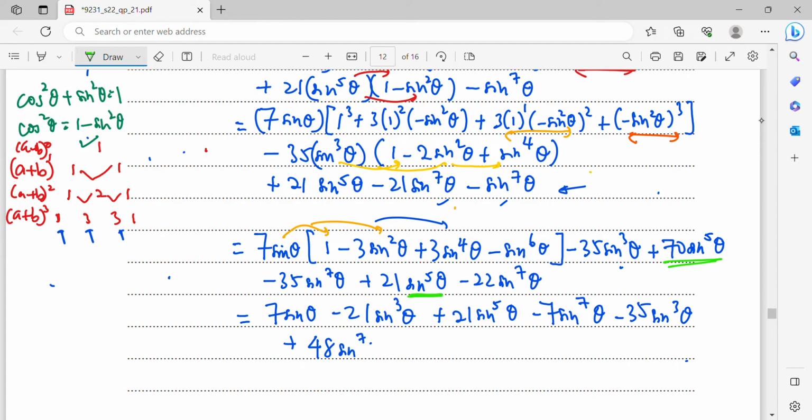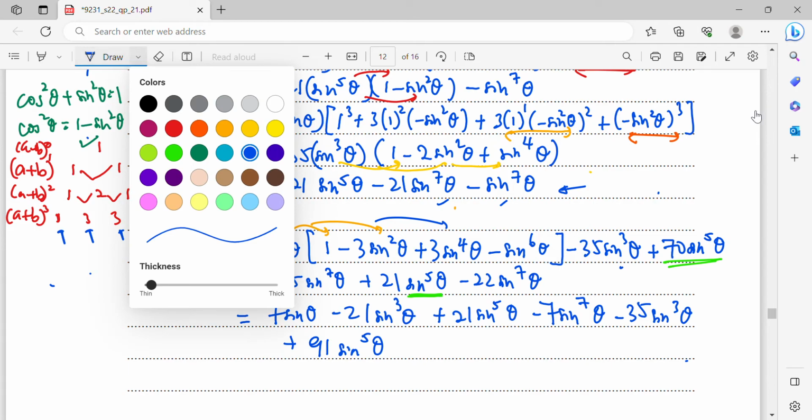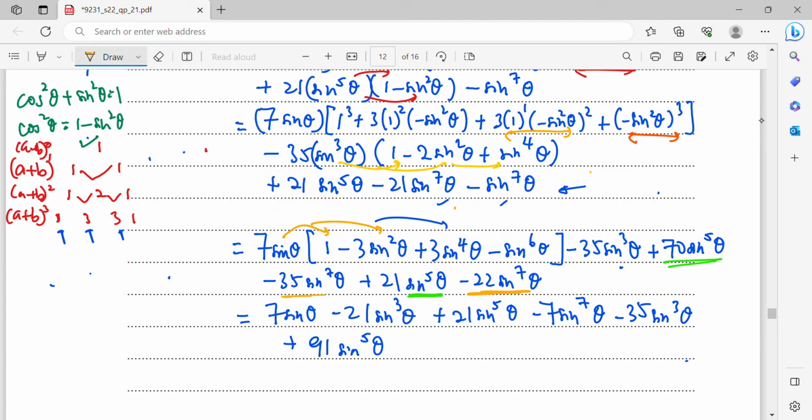Becomes 91. Degree 5. Okay, then for the degree 7, it will be these two terms. So minus 35 minus 22, it becomes minus 57.